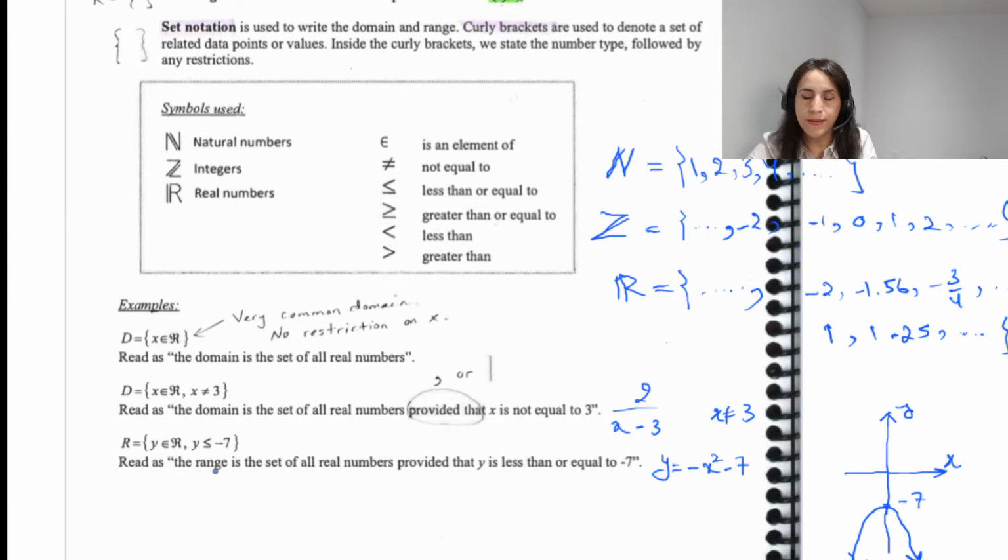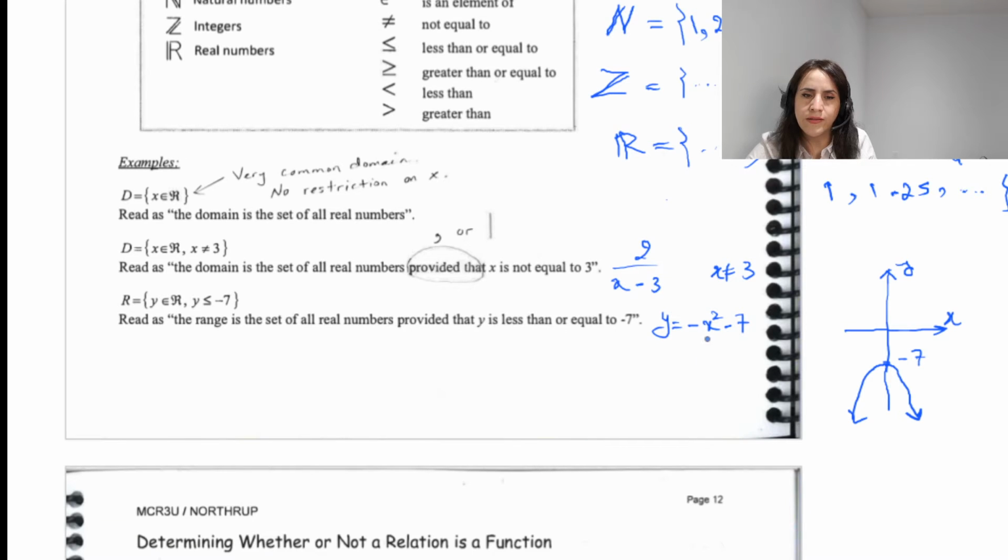There's another example here. y is an element of the real numbers, and y is less than or equal to negative 7. The range is the set of real numbers provided that y is less than or equal to negative 7. I just put an example for this one as well: negative x squared minus 7. You learned about this one last year. Negative x squared is an open downward parabola, and because of the negative 7, it goes 7 steps down. Then I have a shape like that, a very rough graph.